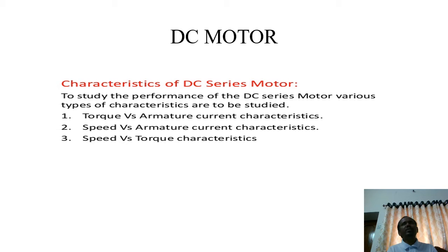In the case of the DC series motor, these are the characteristics: torque versus armature current characteristics, speed versus armature current characteristics, and speed versus torque characteristics. These must be noted, and we are going to draw them for the series motor.